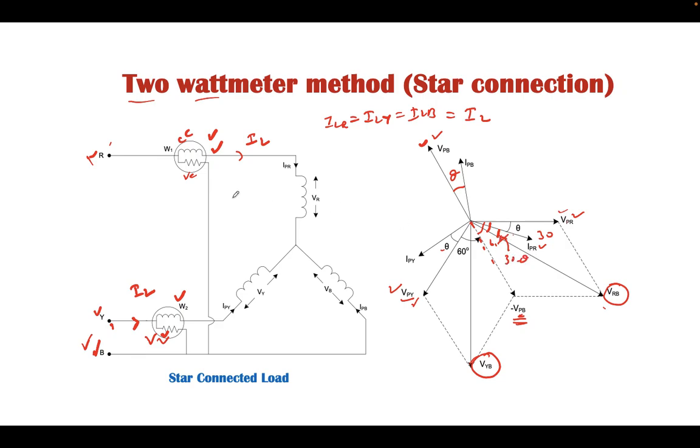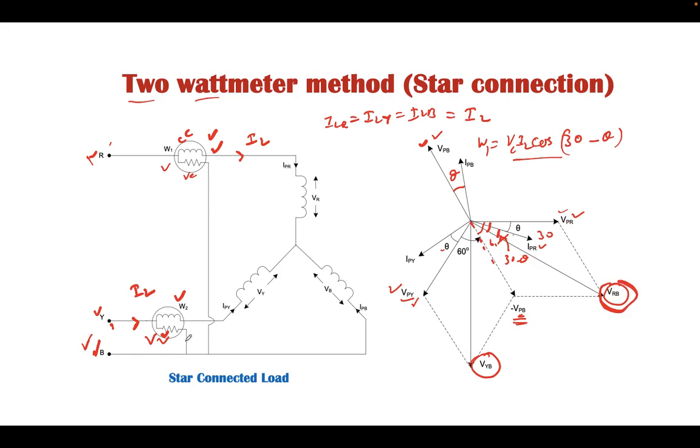And hence we can say for this wattmeter the reading is not only because of the current and voltage of R phase. It depends upon cos of 30 minus theta, and hence if we want to measure the power, then W1 will be equal to VL IL cos of 30 minus theta, the line current of this, and this is nothing but the line voltage between R and B phase.